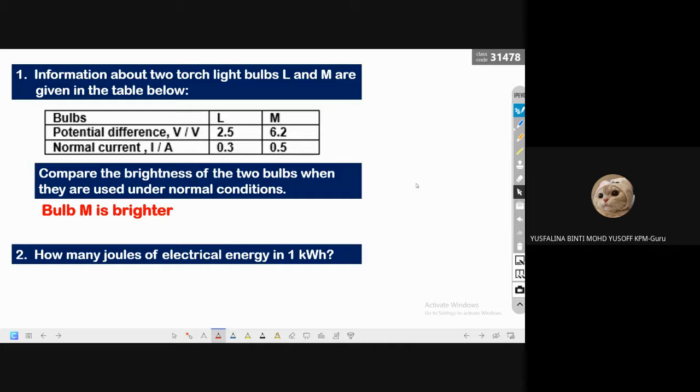So how do we control the current? We control the current by using resistance. You can use a rheostat, you can use a bulb. A bulb is also a kind of resistance.